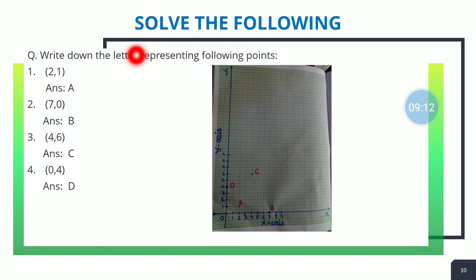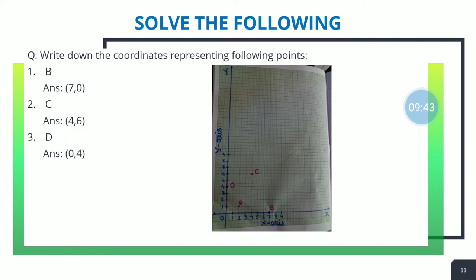Solve the following. Now we have to write down the letters representing the following points. Now the first point, 2, 1. Now x is 2 and y is 1. So here is the point and the name of the letter is A. 7, 0. X is 7, y is 0. So the letter is B. 4, 6. X is 4, y is 6. So the point is over here, C. And 0, 4. 0 is x and y is 4. So the point is D.